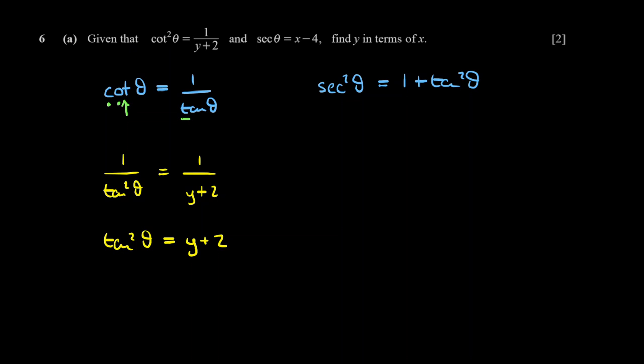Okay, so now we've done that. Well, now we can use the identity here on the right. So sec squared is going to be equal to x minus 4 squared. So we're going to write that out. We're going to have here x minus 4 squared is equal to 1 plus tan squared. And we just said that tan squared is y plus 2. In the end, we can rearrange this to get y is equal to x minus 4 squared minus 3. And there we are. We have just found y in terms of x.